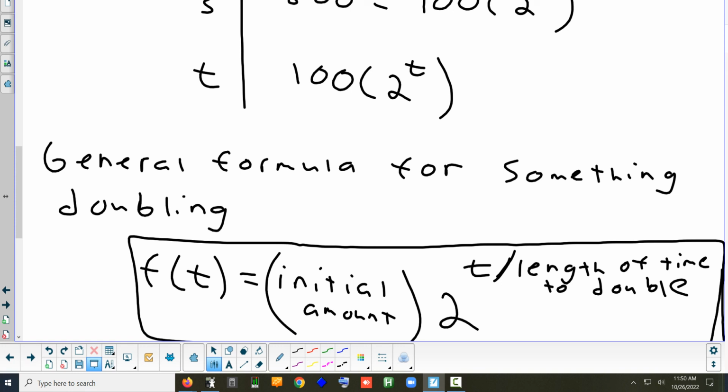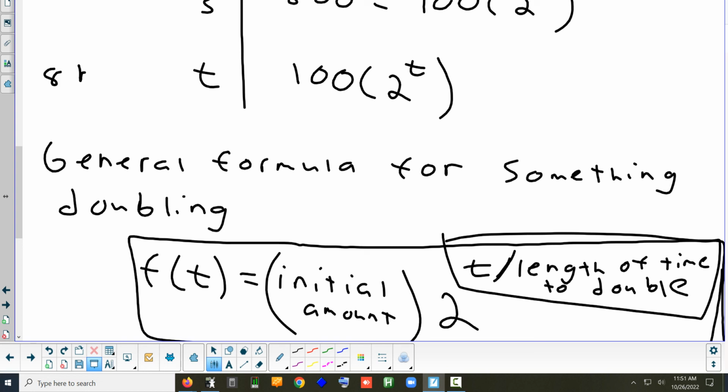But in the denominator, this is important, you have to divide by the length of time to double, because this exponent represents the number of doubling cycles that have happened. Let's say I had a bacteria that doubled every 8 hours, and 24 hours had gone by. How many times has the bacteria doubled? It's only doubled 3 times.